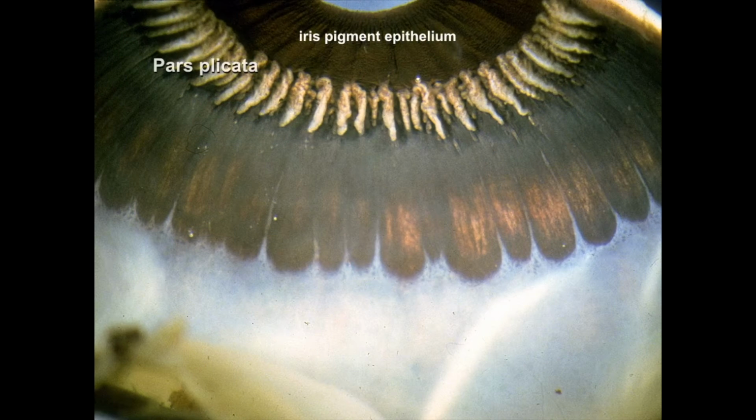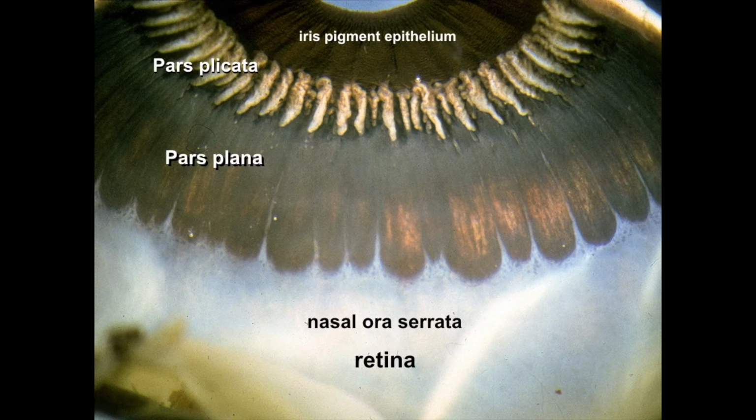The pars plicata, pars plana, peripheral retina, and the ora serrata are shown in this photo. The nasal ora serrata is identified by the presence of prominent dentate processes, which are separated by oral bays. In contrast, the temporal ora serrata is smooth.